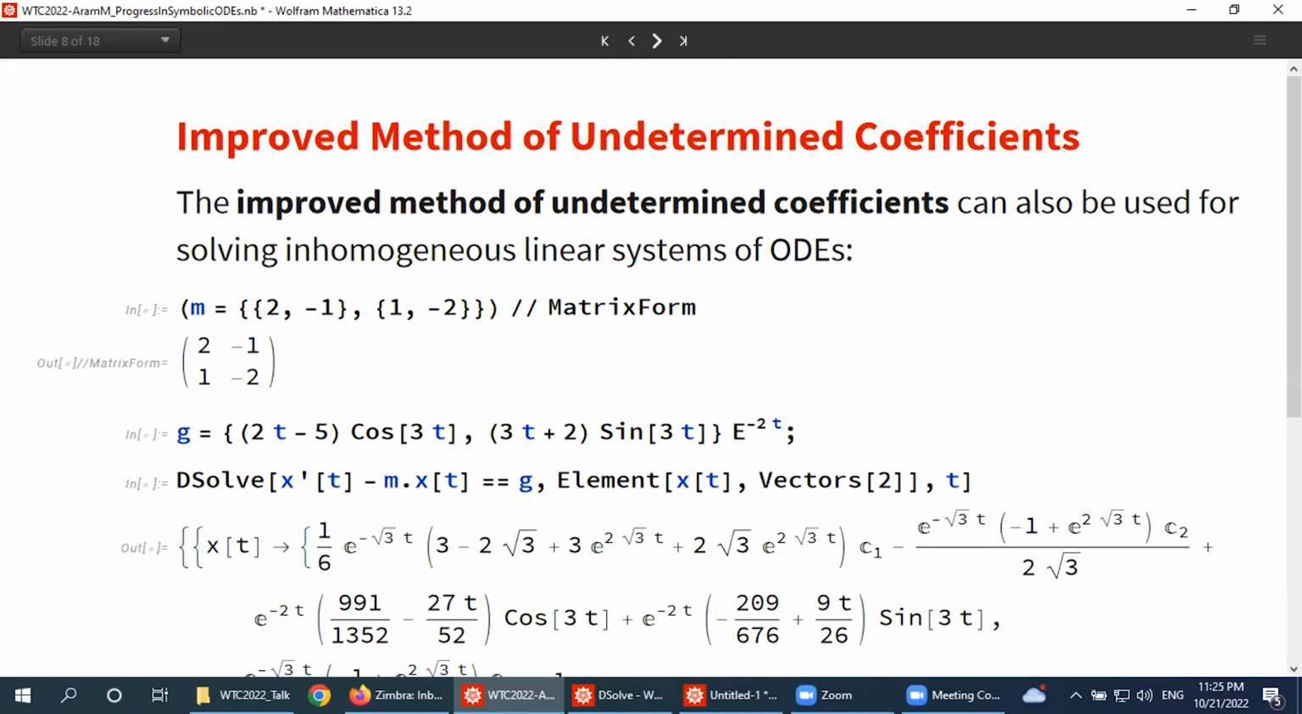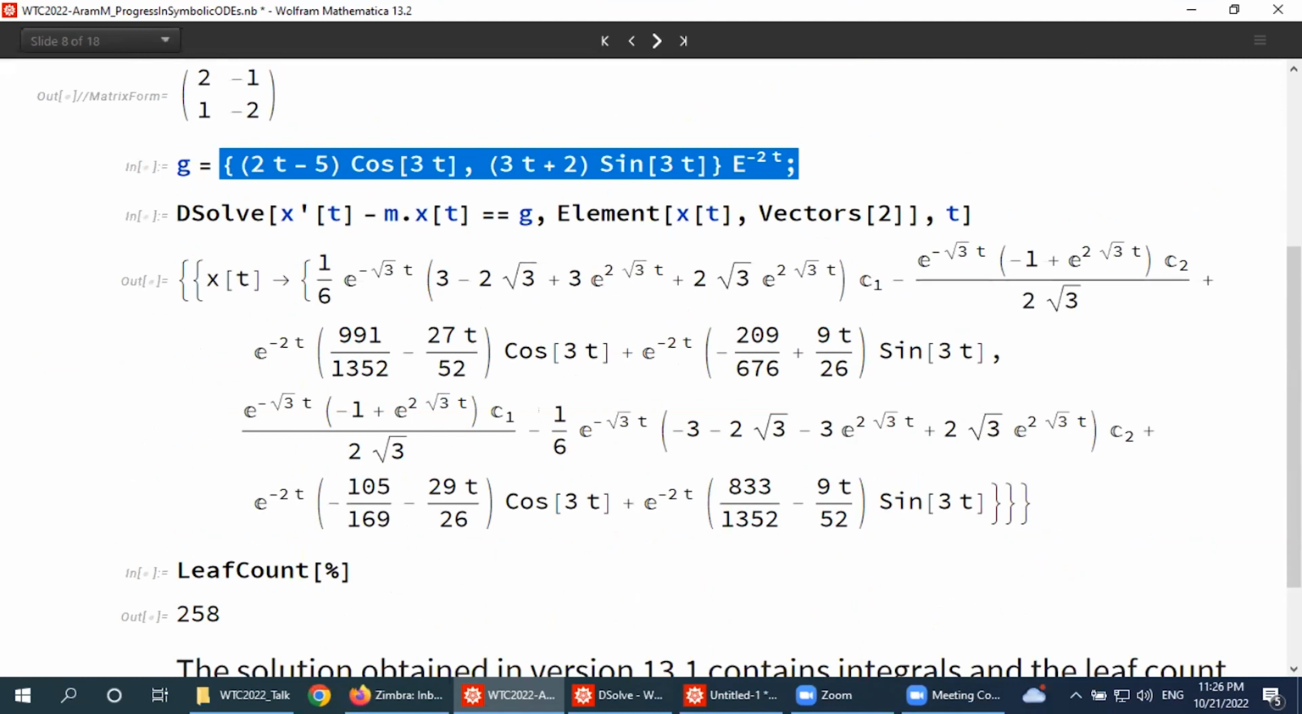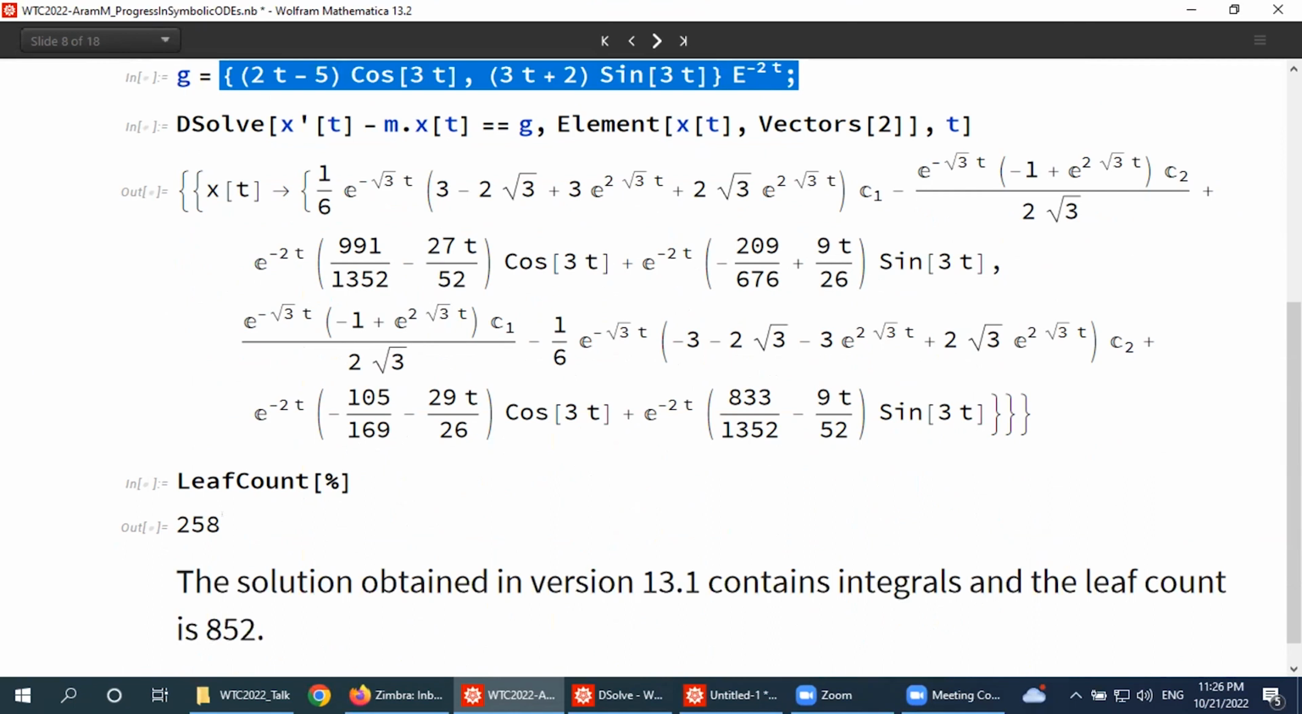And I want to say that the improved method of undetermined coefficients can be used also for solving systems of inhomogeneous linear differential equations. Here is a simple example of a system of two equations. M is the coefficient matrix of the system, and G is the vector of inhomogeneous terms. And we can solve this system using vector variables. And this is the solution of the system. The leaf count of the solution in version 14.2 is 258. And if we solve the same equation in version 14.1, it will be more than 800. So even for this simple system, we have a 3 times improvement.